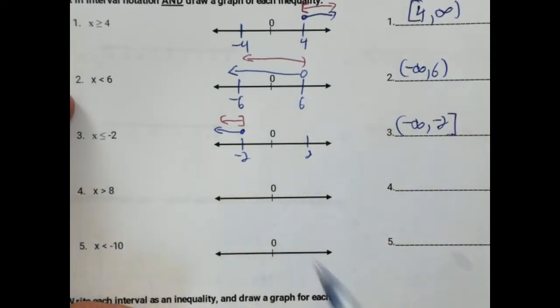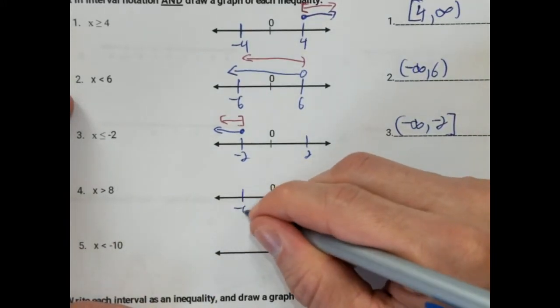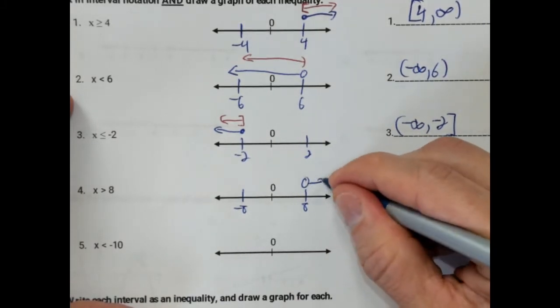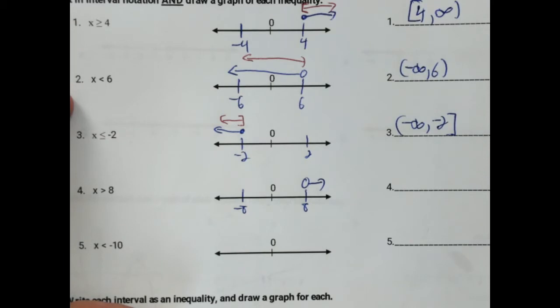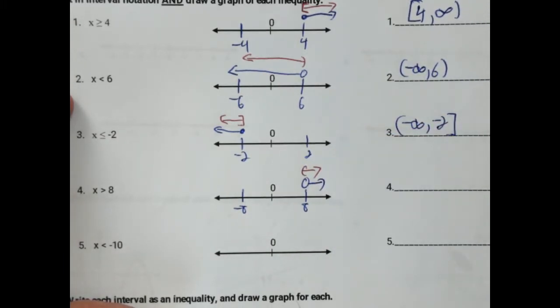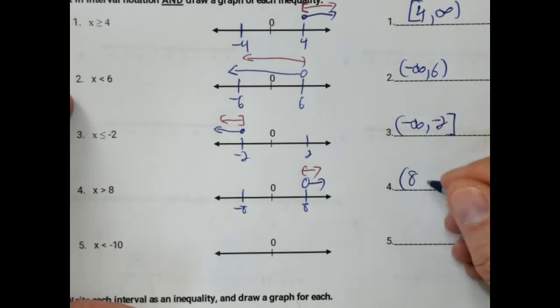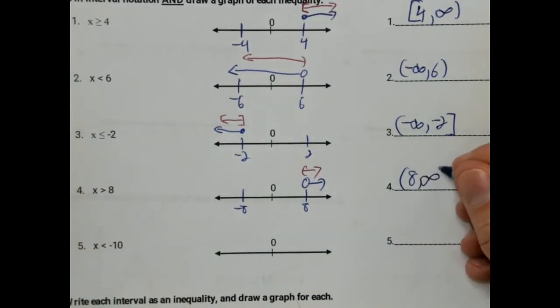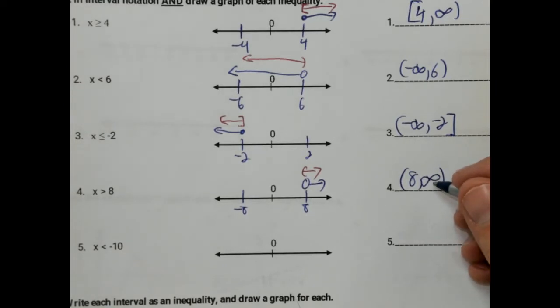Now we have x is greater than 8. So negative 8, positive 8, open circle going to the right, and it's also going to be a parentheses going to the right. So lowest value is going to be 8, non-inclusive because it's an open circle, and the highest would be infinity, open parentheses because it's non-inclusive.